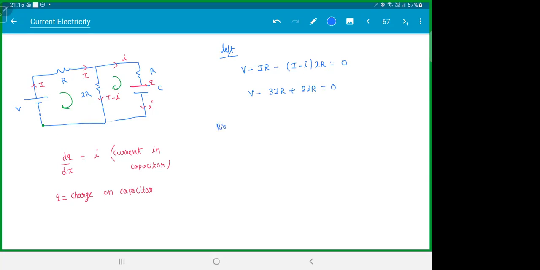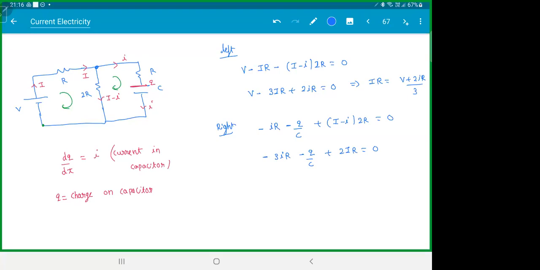The right loop, I can start from here. I'll go this way. Minus iR, then you're going from positive to negative plate, minus Q by C, plus I minus i into 2R is equal to 0. Please check your equations. This would be minus 3iR minus Q by C plus 2I capital R is equal to 0. I capital R is V plus 2iR by 3.